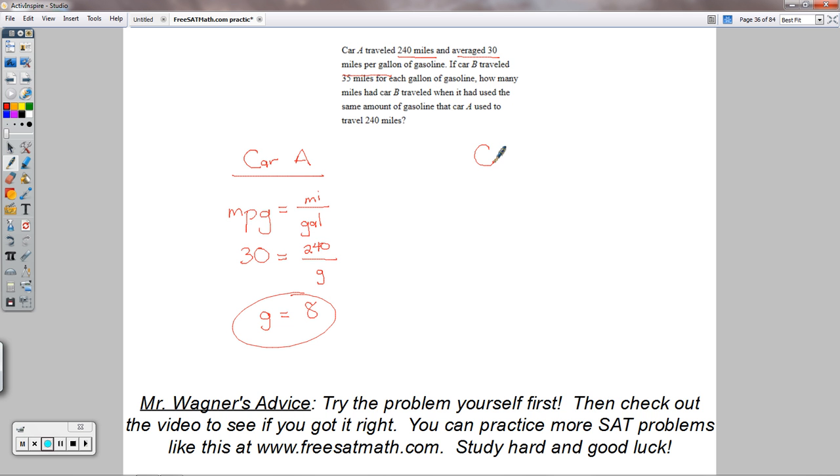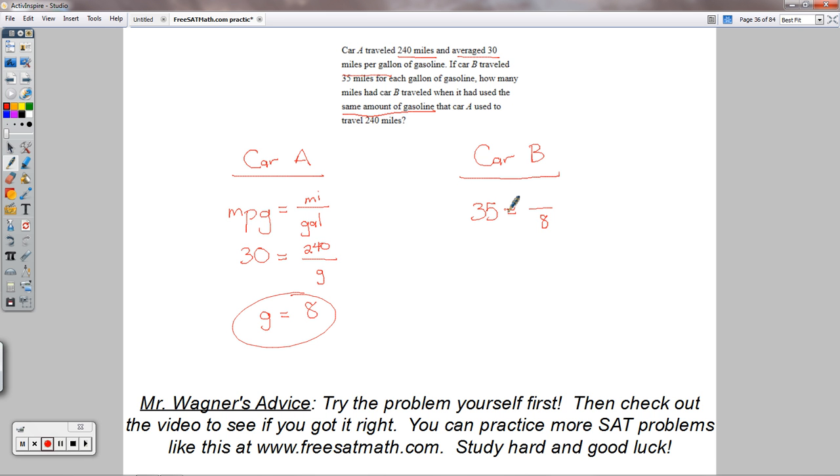And now car B. If car B traveled 35 miles for each gallon of gasoline, in other words, if its MPG was 35, how many miles had car B traveled when it had used the same amount of gasoline that car A used to travel 240 miles? It's going a little farther, it seems, because it's getting better miles per gallon. And we're saying for the same amount of gasoline. So we used 8 gallons of gasoline here, so we're going to use 8 gallons over here.